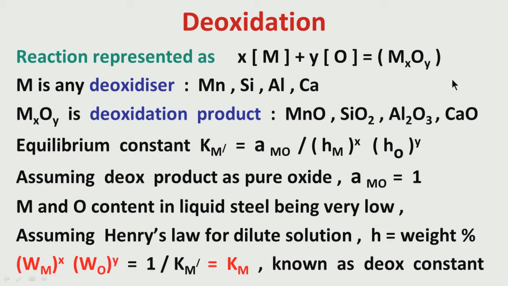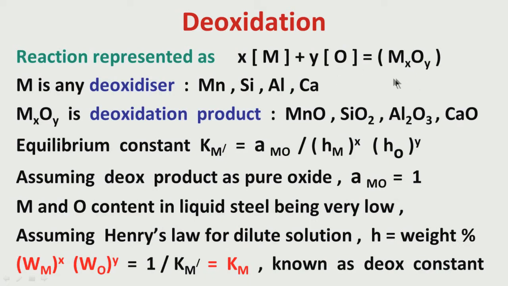Sometimes 2 elements also can be used, like manganese and silicon. If you do, it can be a manganese oxide and SiO2 combination. If you are using aluminum and calcium, it is a combination of alumina and CaO. So, depending upon which deoxidizer we are using for killing the steel, we get the product which is known as the deoxidation product.